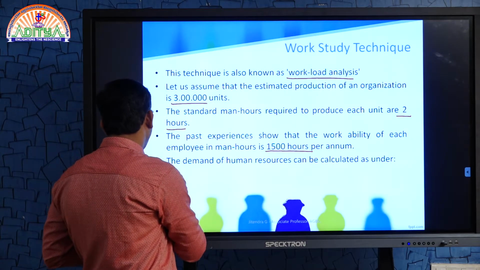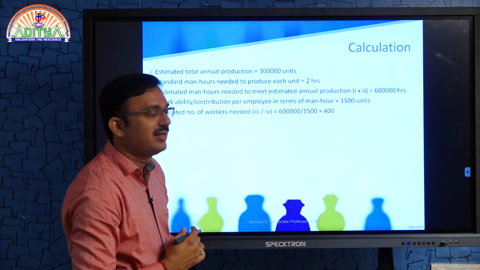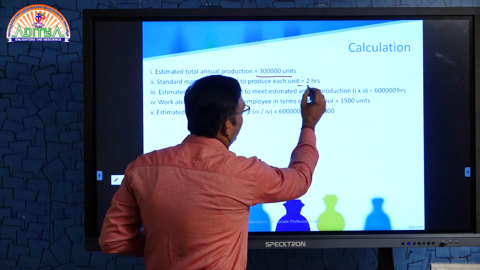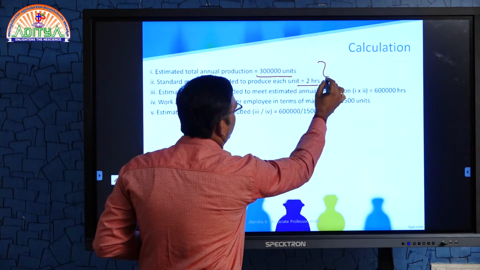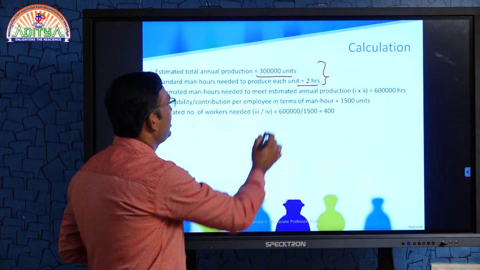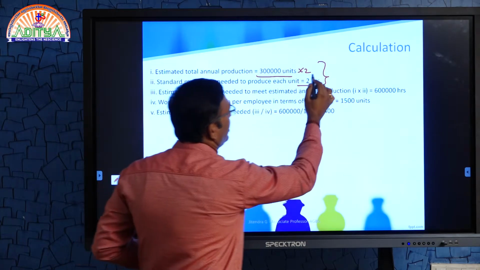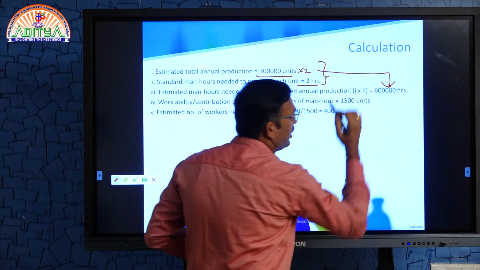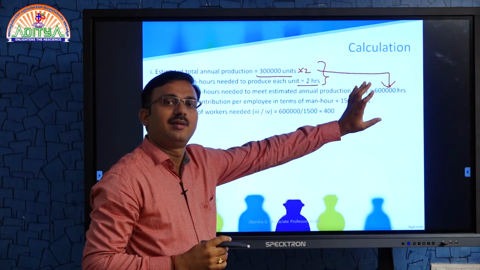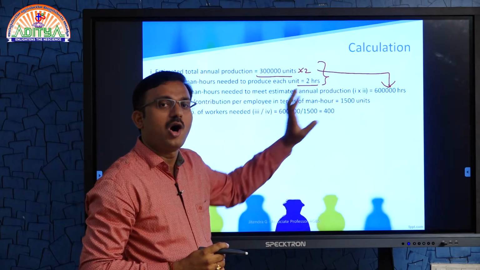Based on this, we calculate the number of employees that are going to be required. See here, the given information is production and the man hours. Based on these, we calculate the total number of man hours. That means 3 lakh units into 2 hours. From this, we get the answer 6 lakh hours. 6 lakh hours is the total time taken to produce the goods in the organization.